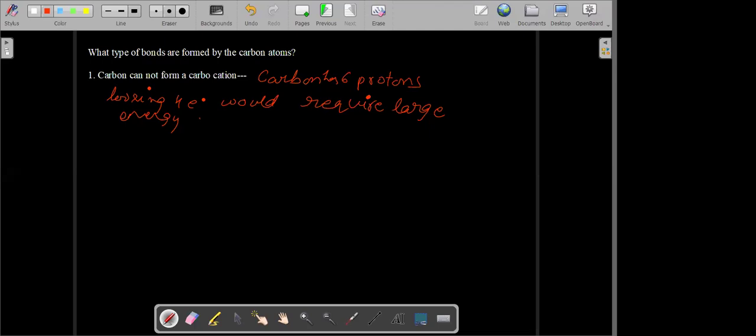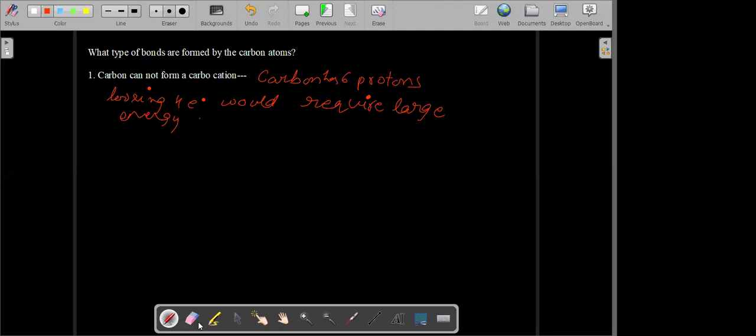Even if it loses 3 electrons, the hold of the nucleus on the other electrons will be very high. So the nucleus will be holding the electrons very tightly, due to the electrostatic forces of the nucleus. That is why carbon cannot form a carbocation.